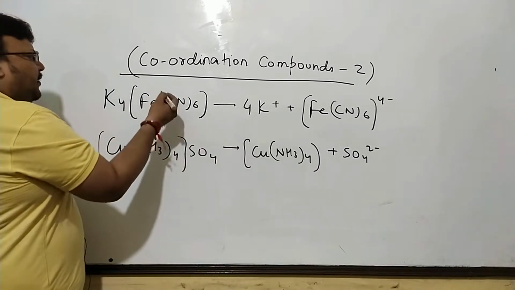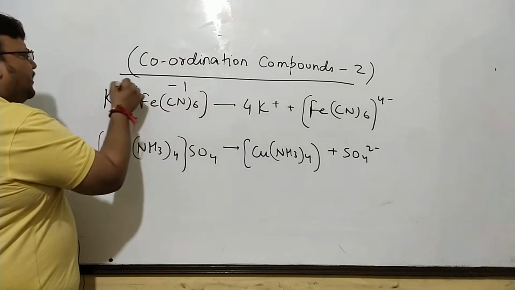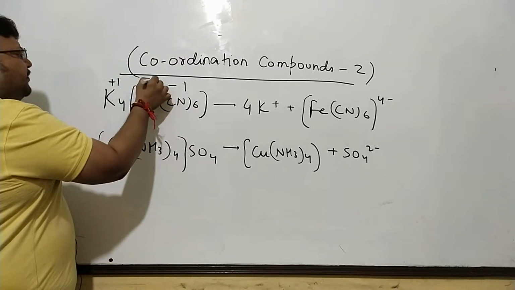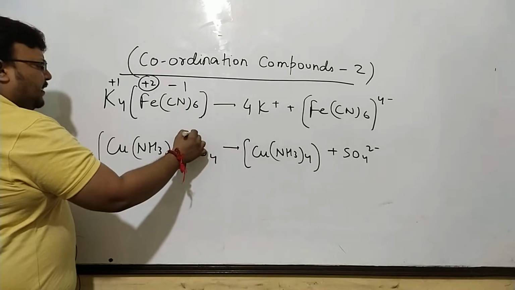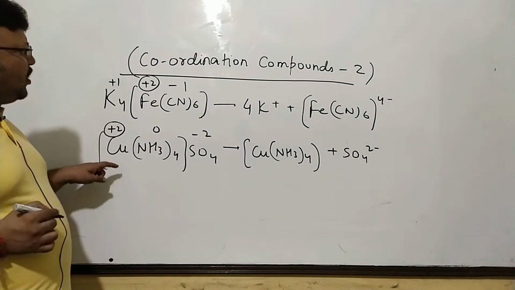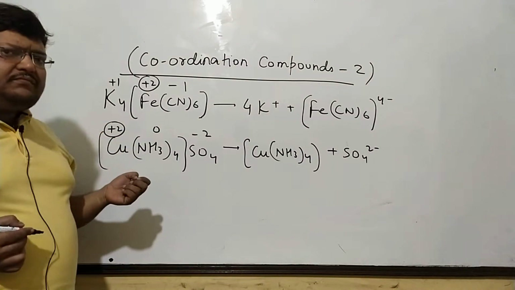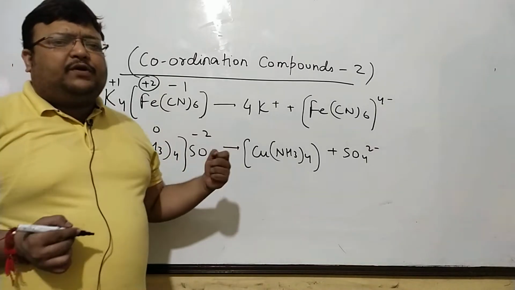Now, with oxidation numbers, you balance the charges: cyanide is -1, potassium is +1, so iron is +2 here. Similarly, sulfate is -2, ammonia is 0, so copper is +2 here. The charges on copper and iron can be obtained. This is ferrous, this is cupric. But what goes into the formation of these complexes?